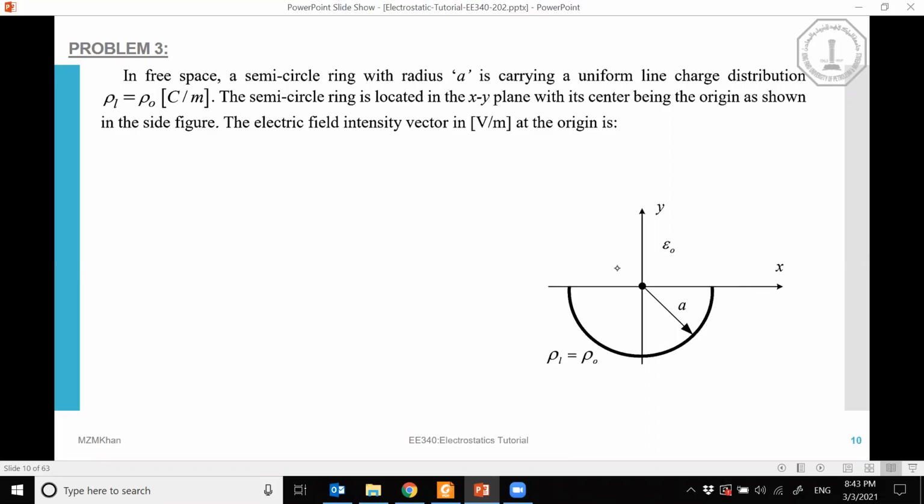Then we use the... which law are you using? Which law should we use here? Should we use Gauss's law? Should we use Coulomb's law? Yeah, we use Coulomb's law for this.